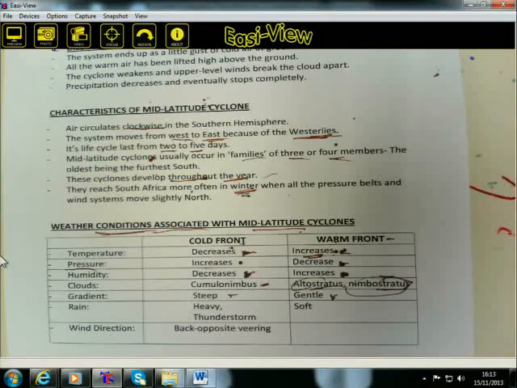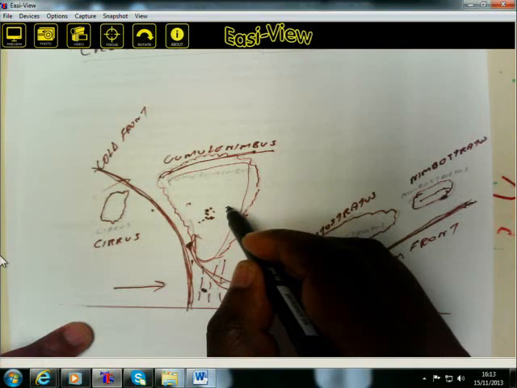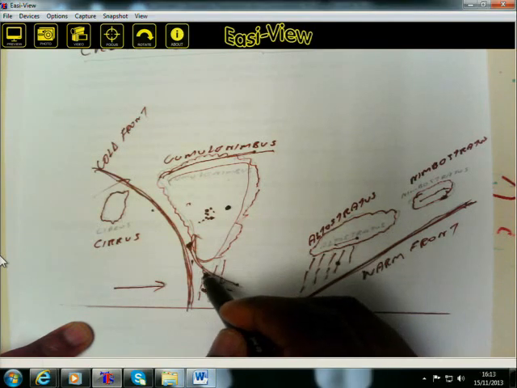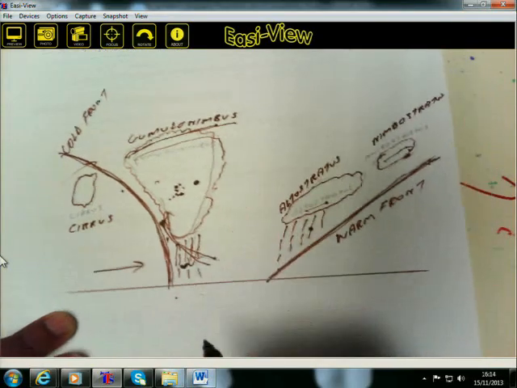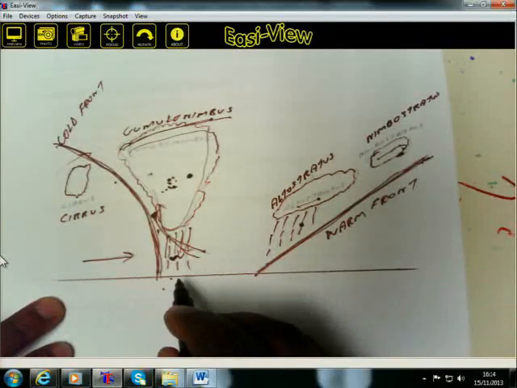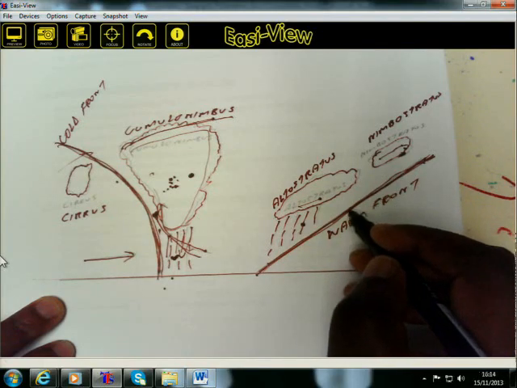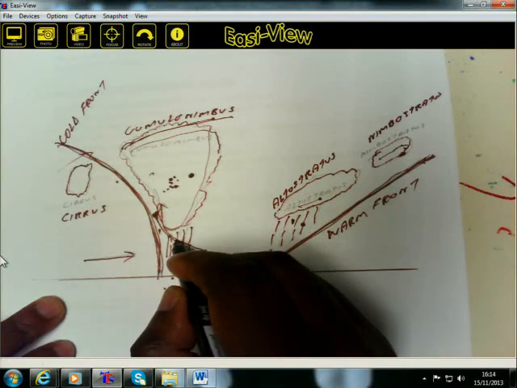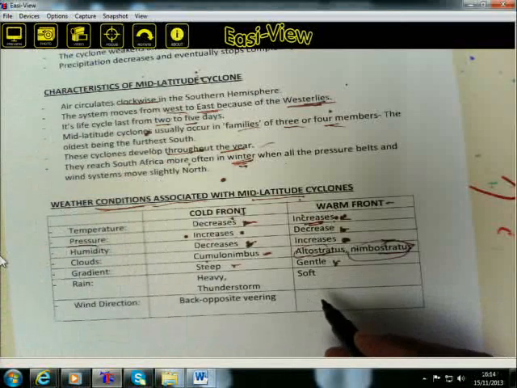What about the type of rainfall? Because of the cumulonimbus clouds in front of the cold front, it's obvious that the resultant type of rainfall is a heavy rainfall. It will be a heavy rainfall. And then because of the gentle gradient on the warm front, the rainfall will not be as heavy as that from the cumulonimbus clouds, but it will be a very soft type of rainfall.